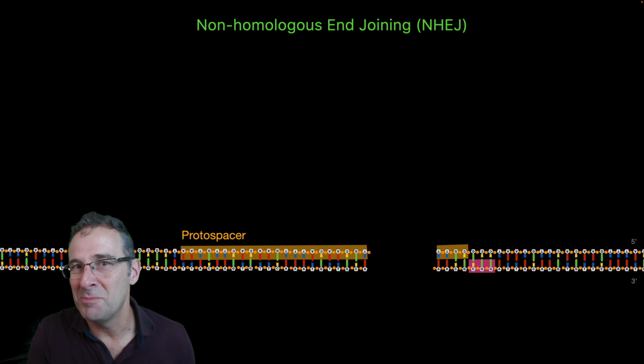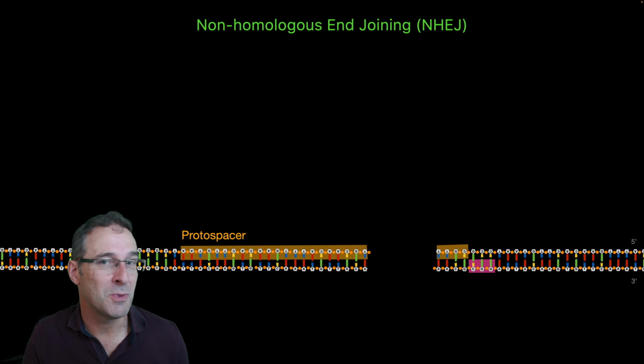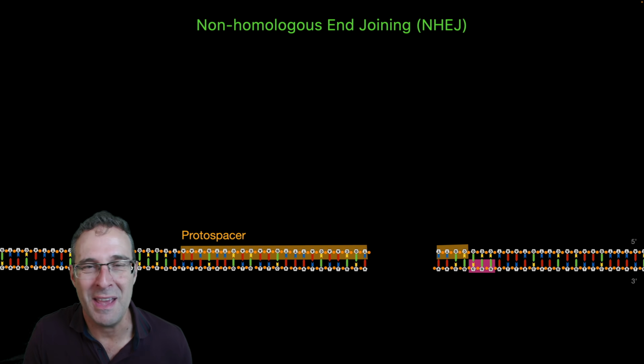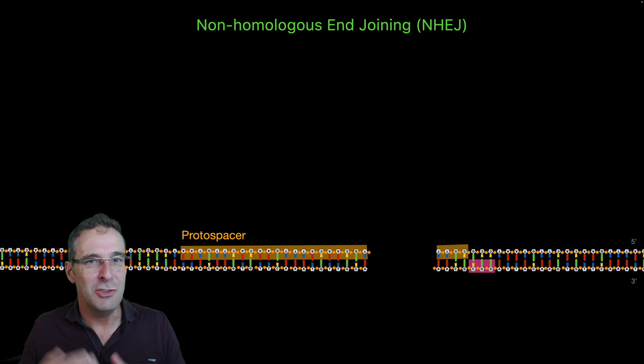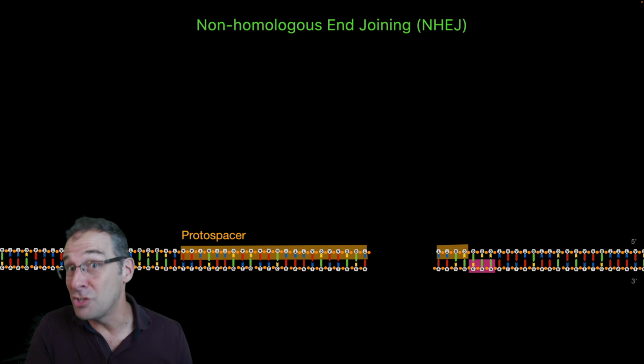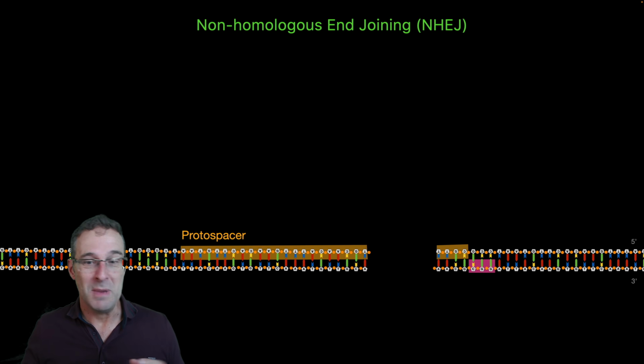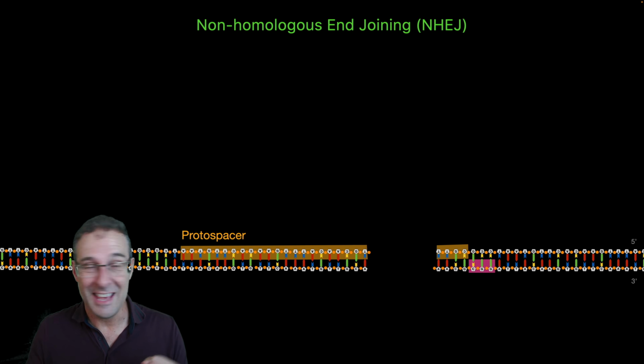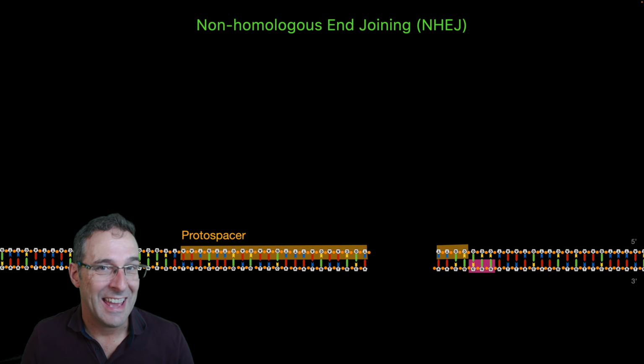The non-homologous bit of the name will make more sense once we look at the next way that DNA can be repaired in a cell. But basically it means that you don't need other bits of DNA to act as a template. The end joining, though, is pretty obvious. It just means that the 2 broken bits of DNA can be joined back together end to end.